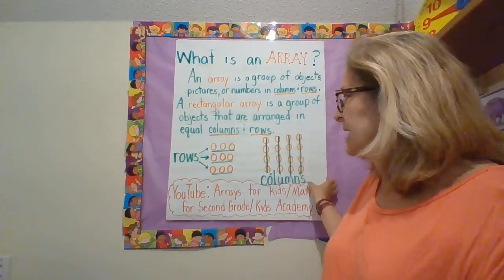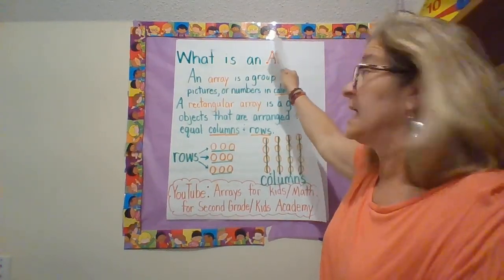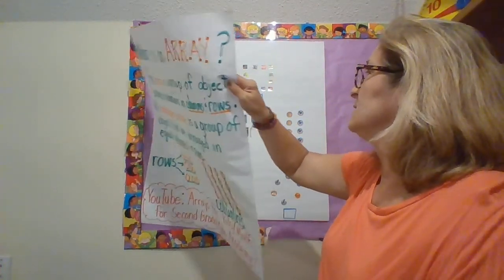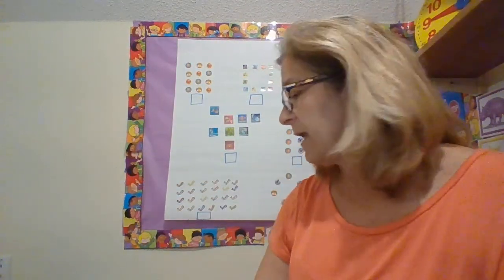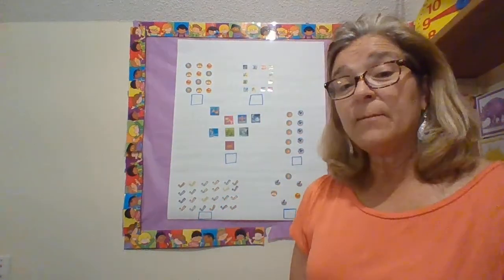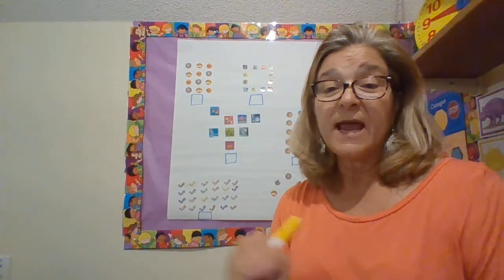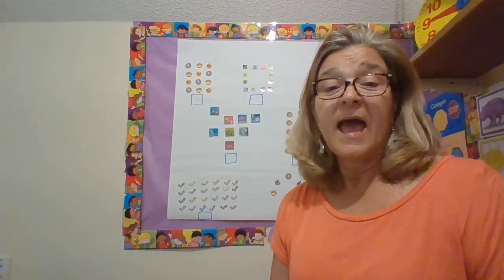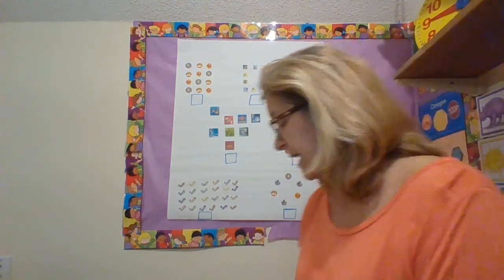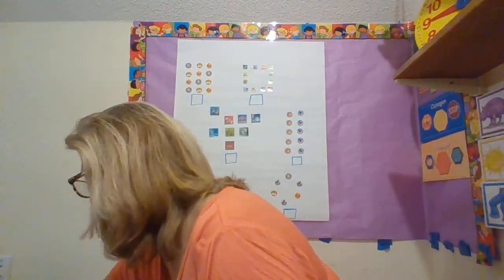Now, I've got some objects grouped together, and some are arrays and some are not. So let's look at these. I had a lot of stickers that I needed to get rid of. So I just thought, hey, I'll use these for our lesson today. So when we look at these, remember, a rectangular array has a group of objects that are arranged in a rectangle. And you can count how many there are. Okay, so let's look at each one.